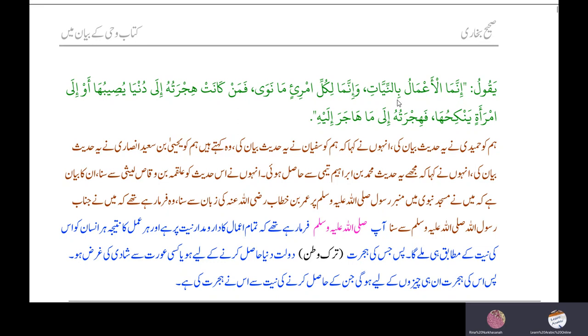Bi means on. Here the word bi means on. In the Holy Quran, you read that the word bi means in. In the book you read the word bi means with. Here you will say the meaning of bi is on. Niyat means intentions. So Prophet Muhammad, peace be upon him, said that indeed the actions, the deeds, depend upon intentions.